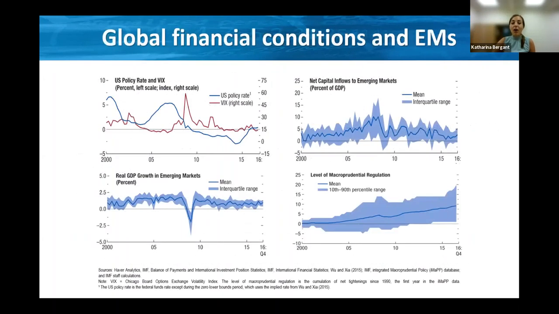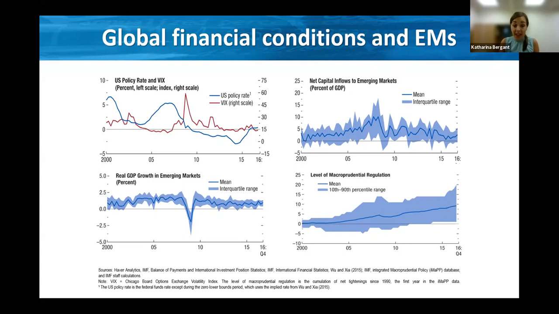So let me start by showing you some data that we will use for our empirical strategy. On the top left, you can see the first two shocks that we will use. In red, you see the VIX, which will be our shock to the risk premium, and the blue line is the US policy rate adjusted for unconventional monetary policy, and that's why you can see it going below the zero lower bound. Those are two of our shocks. The third shock is in the top right graph, which are net capital inflows to emerging markets. I plotted here the mean and the interquartile range, and this will be our shock to the supply of foreign capital. On the bottom left, you can see real GDP growth in emerging markets, and you can already see that this real GDP growth co-moves with the global financial shock. So we can already see that the literature out there grasps this correlation.